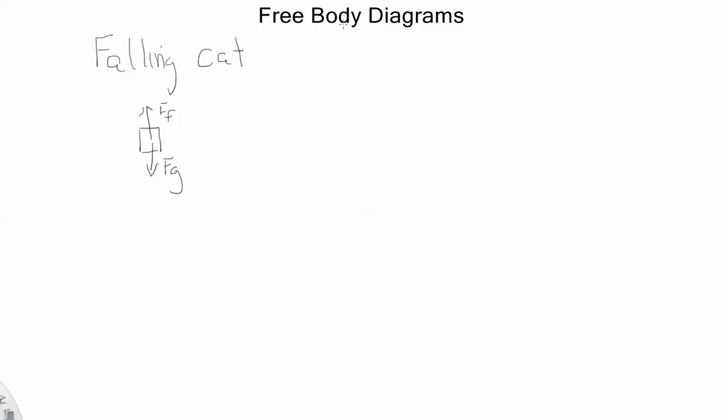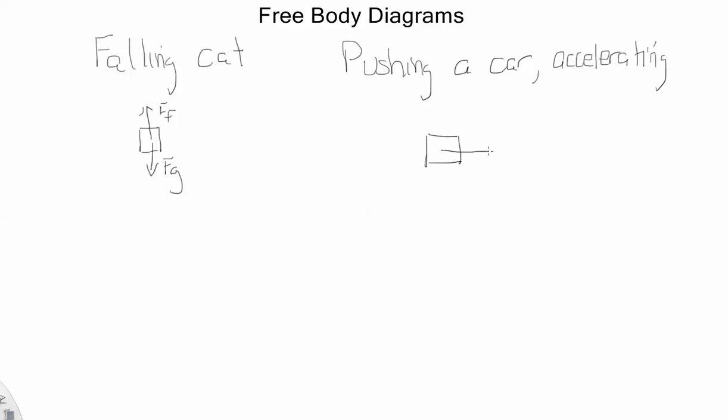Okay, so let's say we have pushing a car to where it's accelerating. So we have the car, it's being pushed. Okay, so there's my car. It is being pushed, so that's an applied force. Normally I have this showing as my applied force usually going to the right. Usually, I don't know why, I just go with pushing things to the right. And then we have the force of gravity going down.